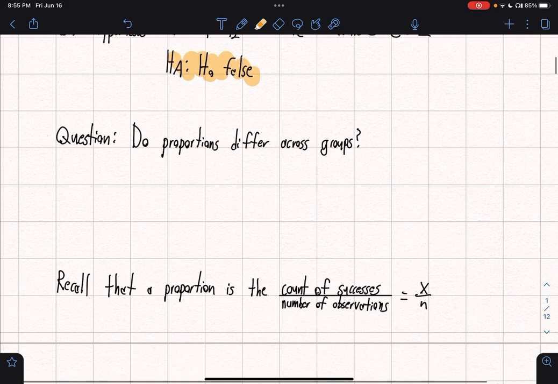So recall that a proportion is just the number of successes out of the number of observations. We've defined this. This goes all the way back to chapters 3 and 4. It's just x over n, x being the number of successes, n being the number of observations. Our proportion is just the percent of successes out of all of our observations.